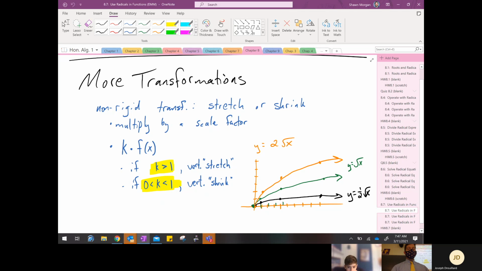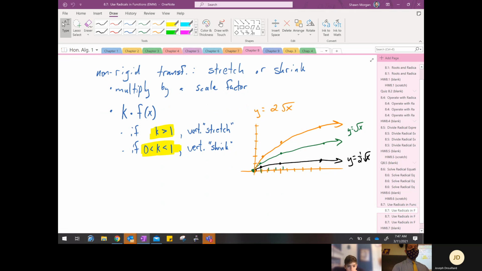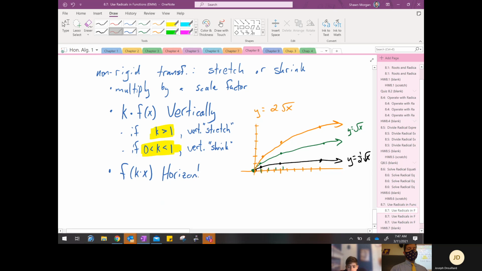So your next bullet point here, as you guys are taking notes, will be if I wanted f of K times X, okay? So when we have it on the outside, that affects it vertically. All right? But when I have it on the inside, come on, OneNote, wake up for me. When I have it on the inside, it's going to be a horizontal effect.